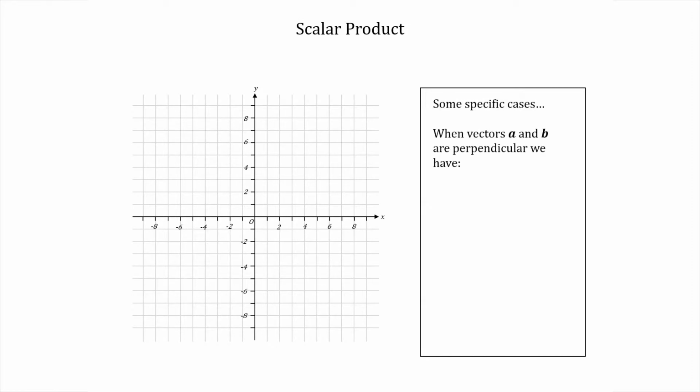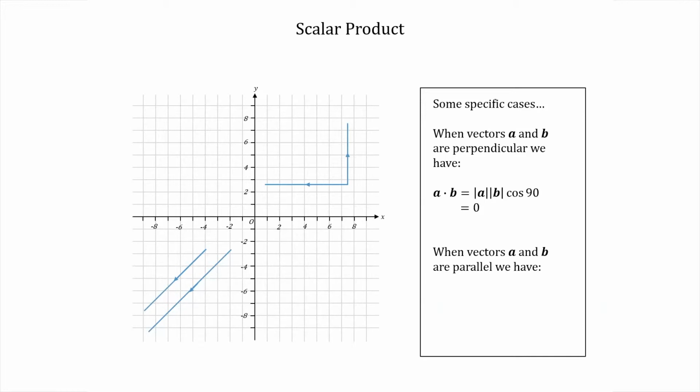When two vectors a and b are perpendicular, like this, we have that their dot product is equal to their magnitudes multiplied together, multiplied by cos 90. But cos 90 is 0, so this is just 0. When the vectors are parallel, like this, their dot product is their magnitudes multiplied together, multiplied by cos 0. Cos 0 is 1, so this is just the magnitude of a times the magnitude of b.